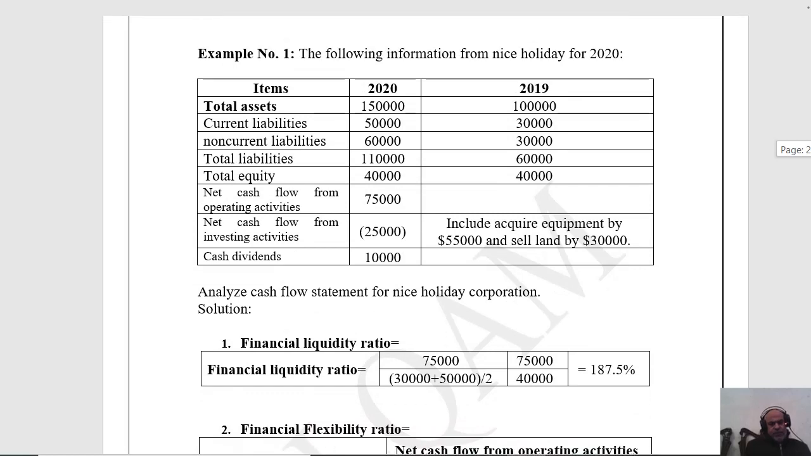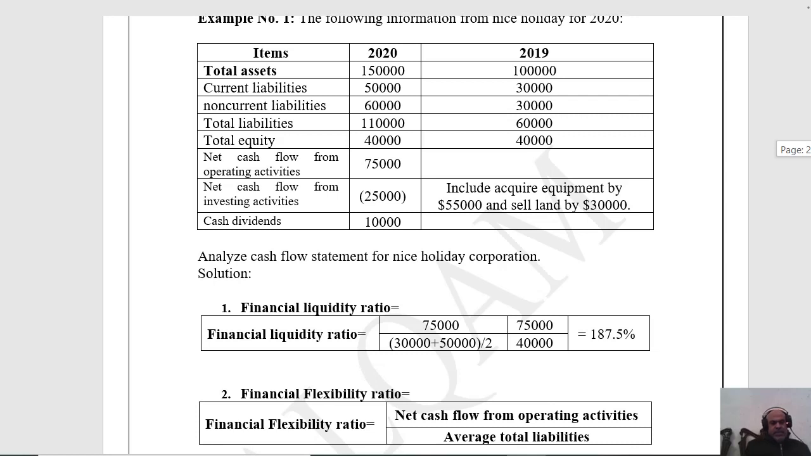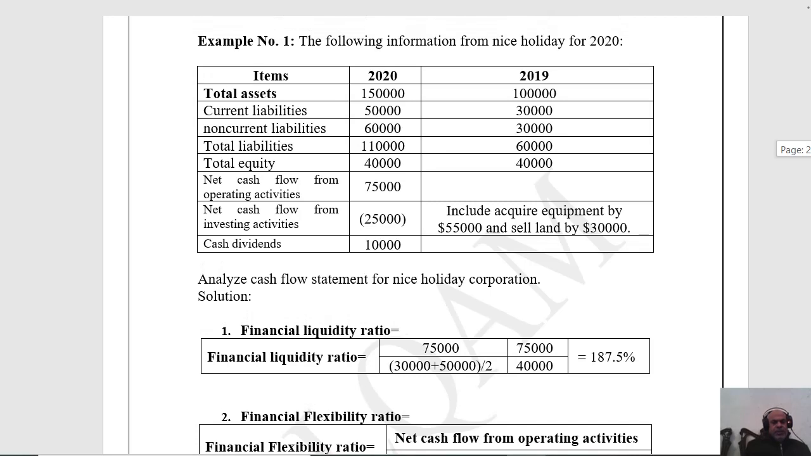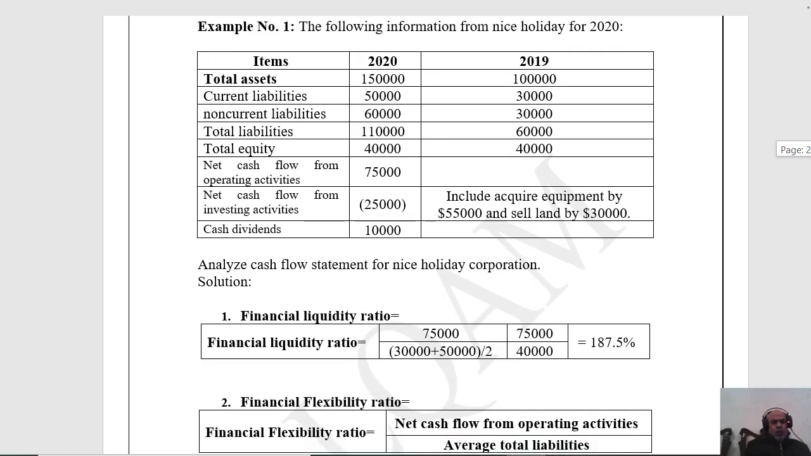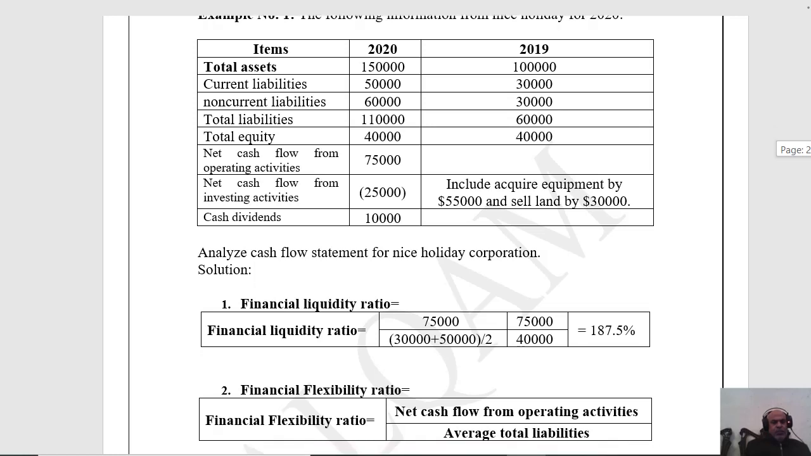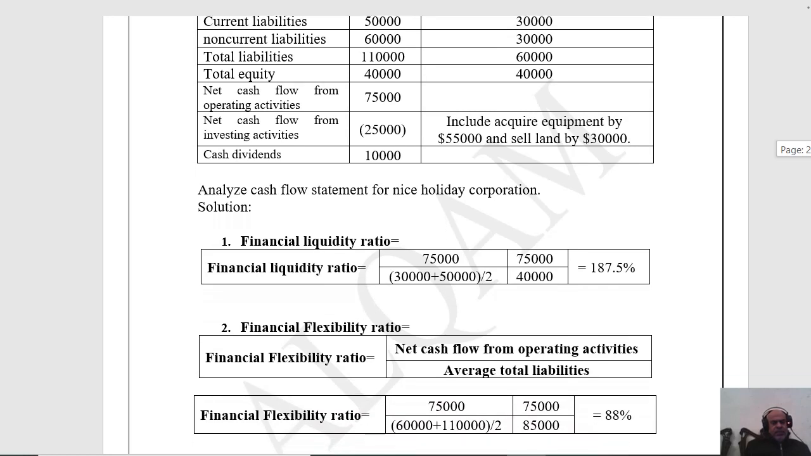We have information about current liabilities and total equity, net cash flow from operating activities as an important number, and net cash flow from investing activities. We need the components of the investing activities to know how much we have in capital expenditures through purchasing long-term property, plant, and equipment.